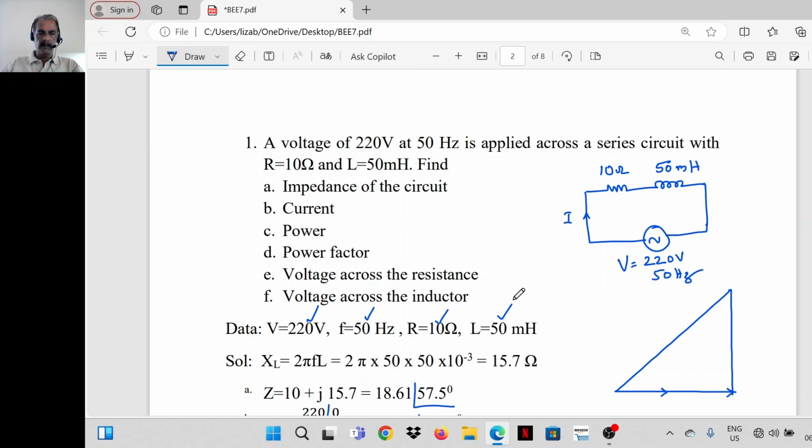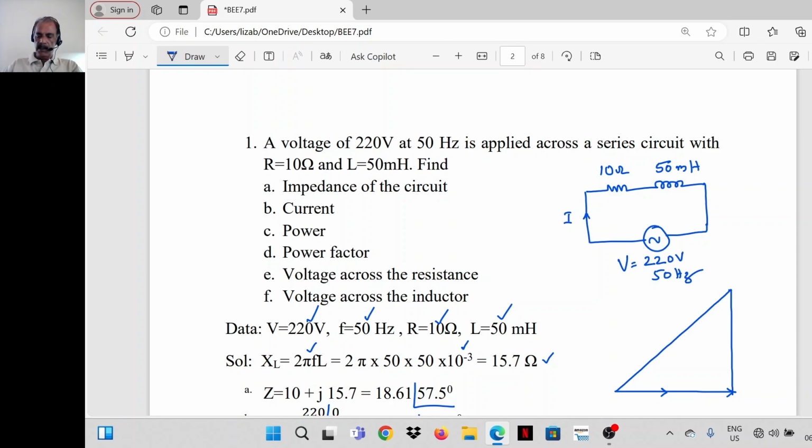So the first part of the question is to find out the impedance of the circuit. So we have to find out the inductive reactance. Then we know the value of R, we can find out the impedance of the circuit. So inductive reactance XL is equal to omega L or 2 pi f L. So 2 pi into 50 into 50 millihenry, you will get it as 15.7 ohm.